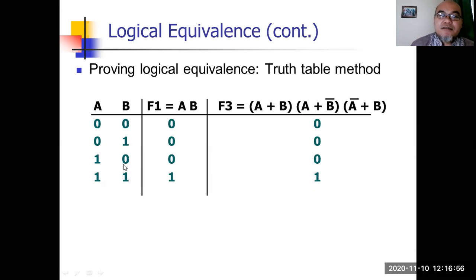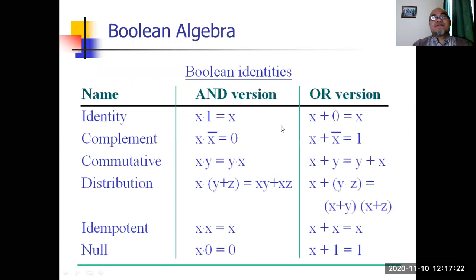Similarly, this is only true if the inputs are both 1. So 1 or 1 is 1, 1 or not 1 is also 1, not 1 or 1 is also 1. So 1 and 1 and 1 becomes 1. So the two circuits are equivalent. Both are basically an AND gate circuit.